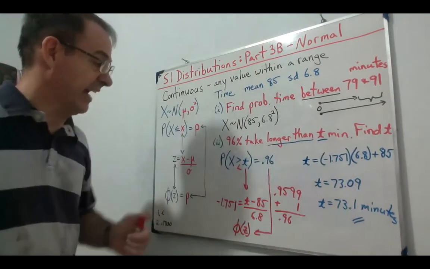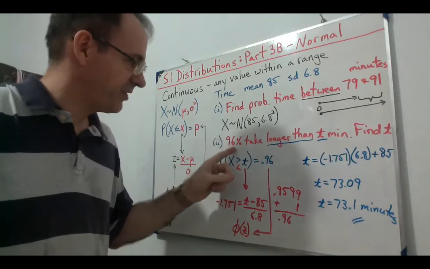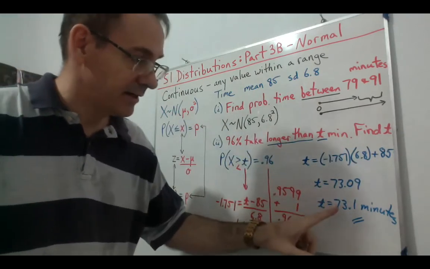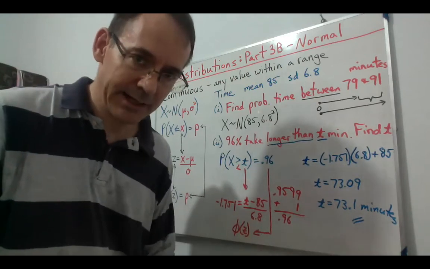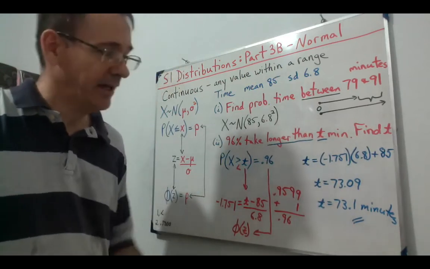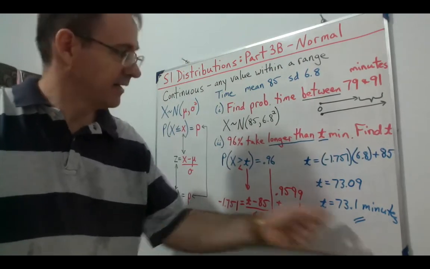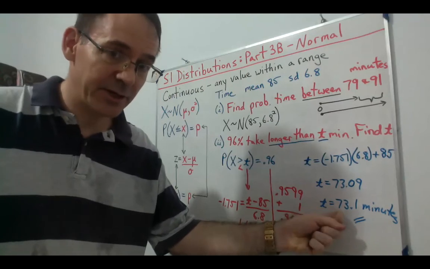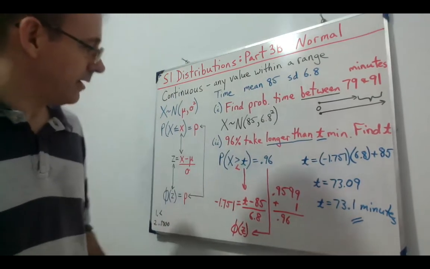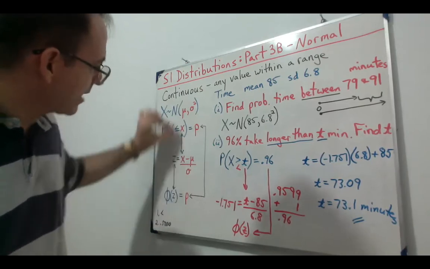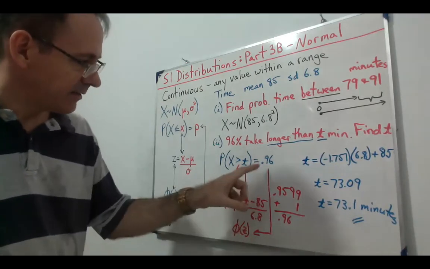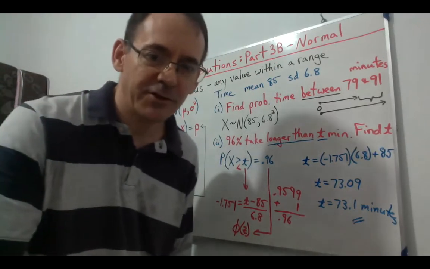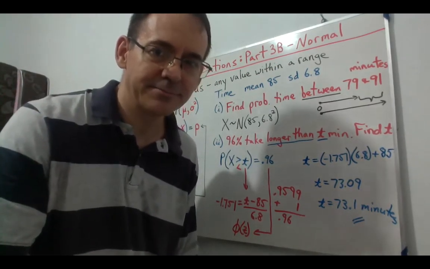So what this is saying is that 96% of all the ferry trips will take longer than 73.1 minutes. Meaning if you get on the ferry, you better plan for a 96% chance of at least a 73-minute-long ferry ride, right? So this one was working backwards, and we had the issue of the inequality that we had to look at. Okay, so let's look at another question.